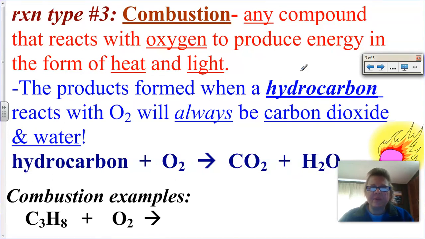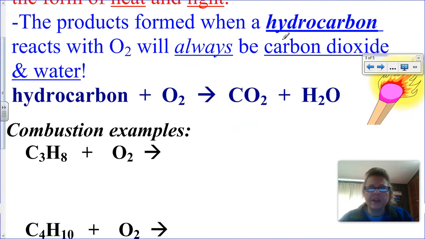That is the third type of reaction we're covering in Chapter 9. Any compound that reacts with oxygen and produces light and heat is a combustion reaction. But we are going to be focusing on hydrocarbons as combustion reactions, reacting with oxygen. These are exothermic reactions, meaning that they give off energy. So hydrocarbon, think of what that means. Hydrocarbon, two elements are present there, hydrogen and carbon.